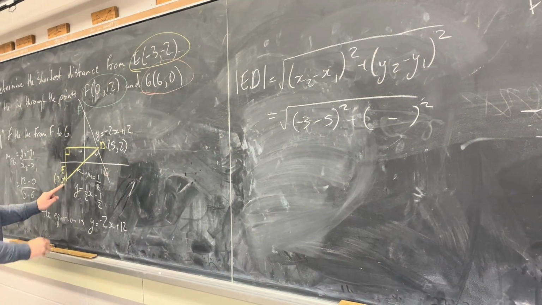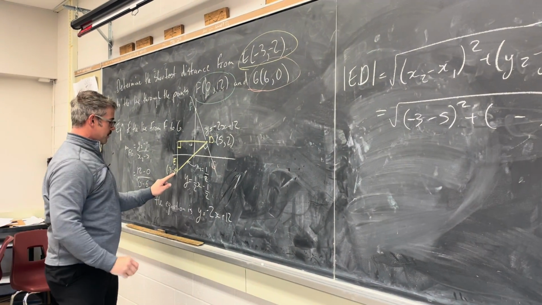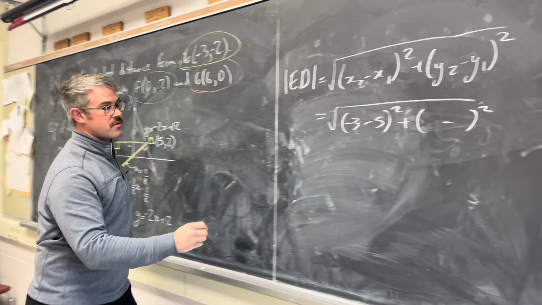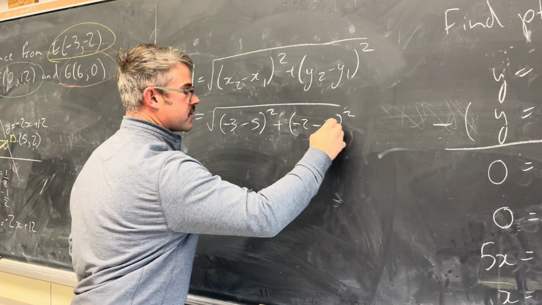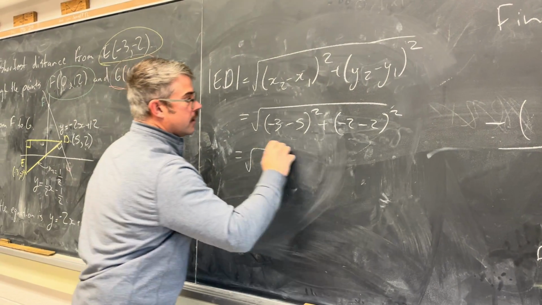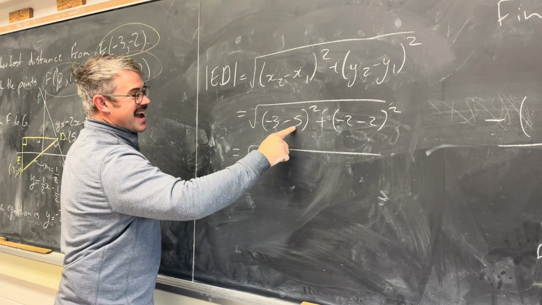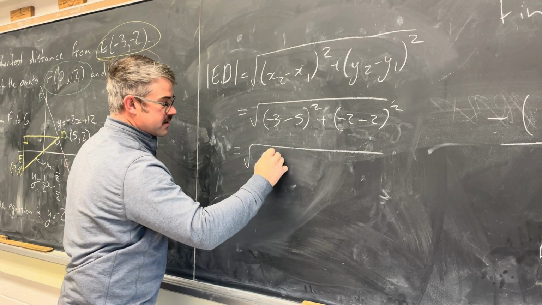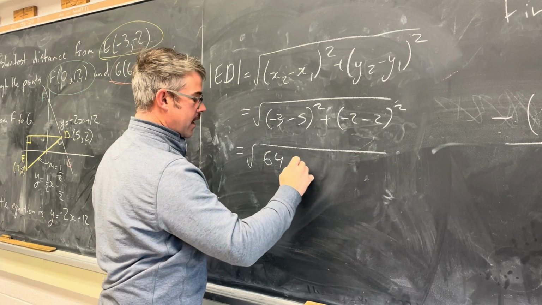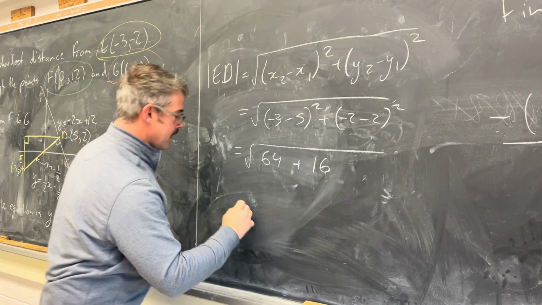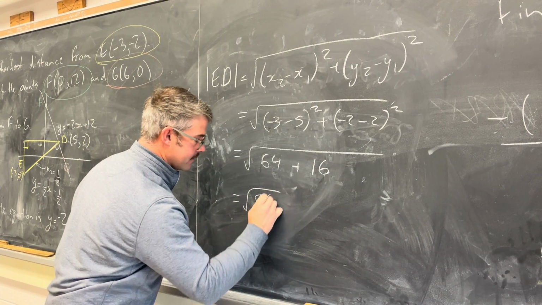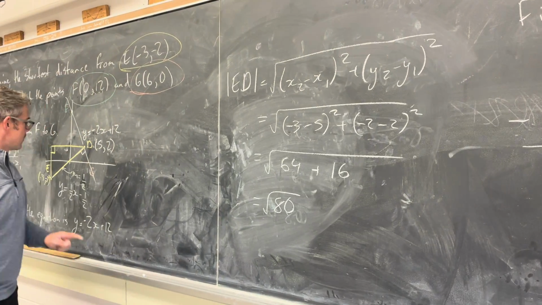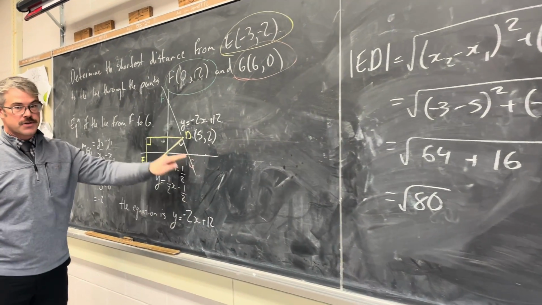And then that means I'll have negative 2. I forgot a negative sign there. That would have been dangerous. Negative 2 and 2. So negative 2 minus 2. Going ahead and squaring, I have negative 8 squared, which is going to be 64. And I have negative 4 squared, which is going to be 16. And so I have the square root of 80. So that is the shortest distance from point E to this particular line.